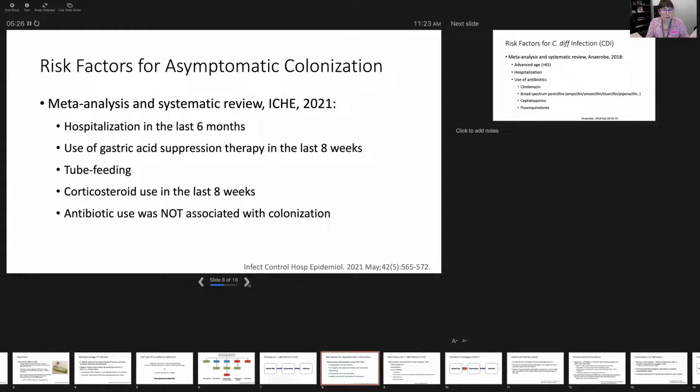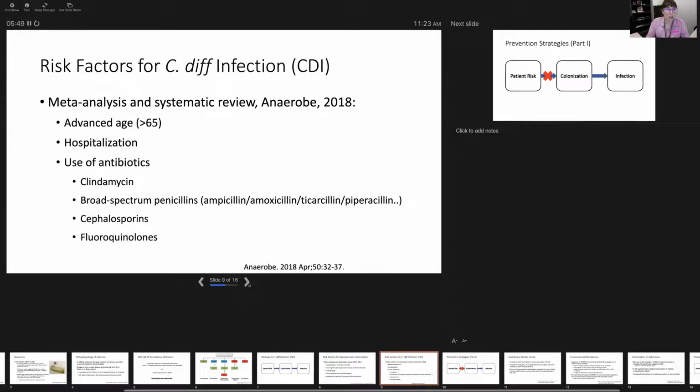A really nice meta-analysis looked at this in great detail. There are a lot of studies out there now. They summarize that hospitalization in the last 6 months does appear to be associated. Use of gastric acid suppression in the last 8 weeks, tube feeding, corticosteroid use in the last 8 weeks, and antibiotic use was not associated with colonization, and we'll get to that in a moment.